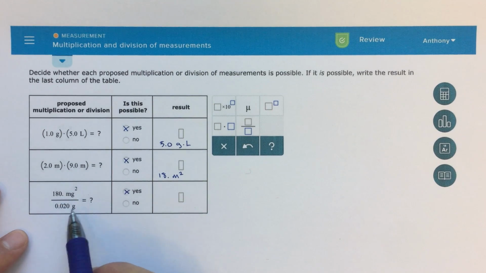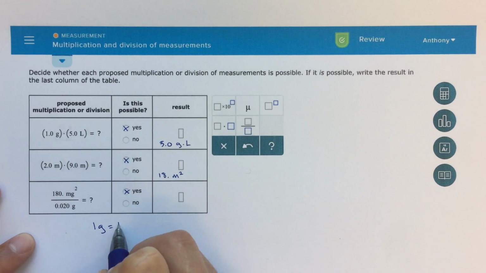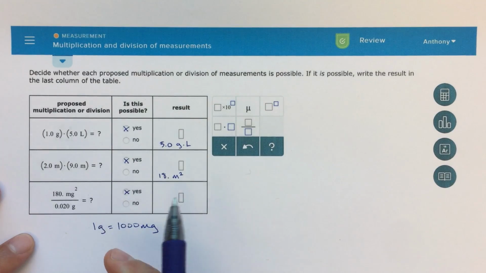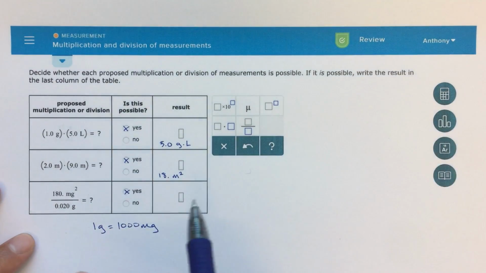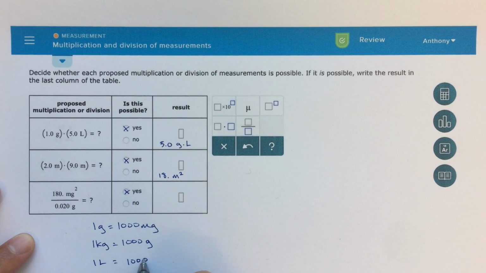So if I want to convert this to milligrams, then I need to think about conversion factors. When I think about conversion factors, I like to think about them as big numbers. Instead of thinking about 10 to the minus third or 10 to the minus second, that doesn't really make sense to me. What makes sense to me is 1 gram is equal to 1,000 milligrams, or 1 kilogram is equal to 1,000 grams, or 1 liter is equal to 1,000 milliliters.